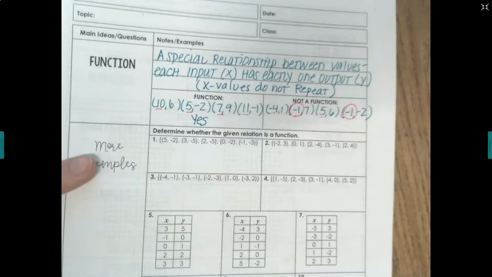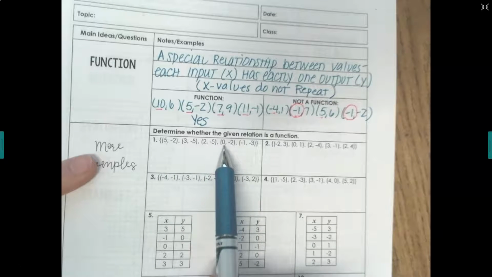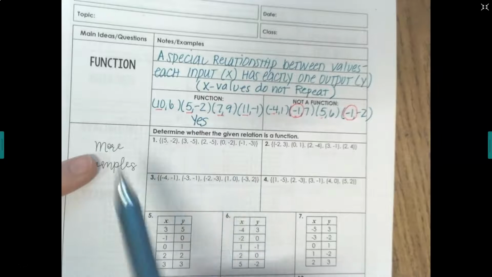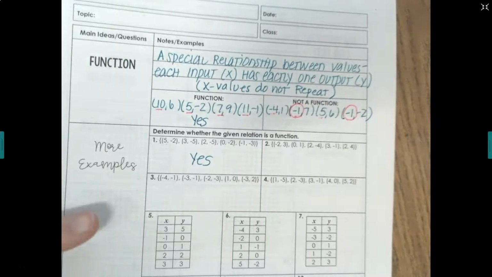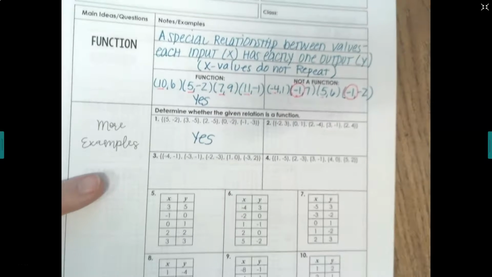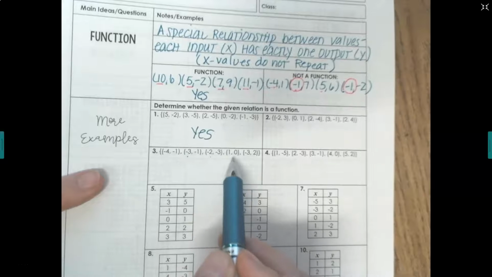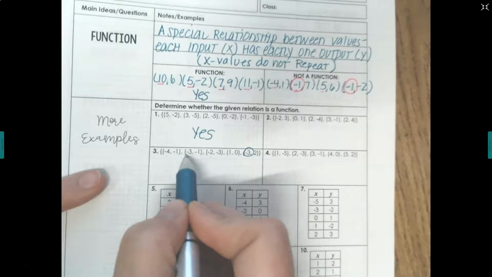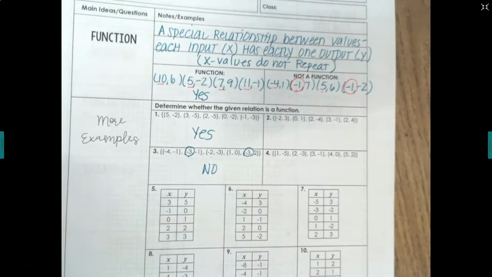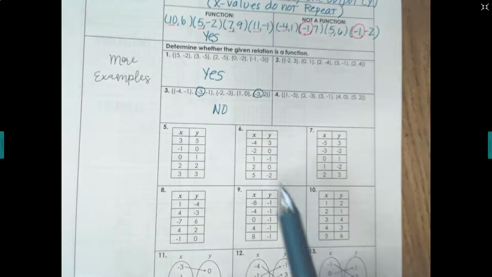So we're going to look at problem number 1. Take a look at your x values: 5, 3, 2, 0, -1. None of those x values repeated, so this is a function. Just try it again with number 3. We have -4, -3, -2, 1, and -3 again. My -3 value for my x's repeated, so this is not a function.